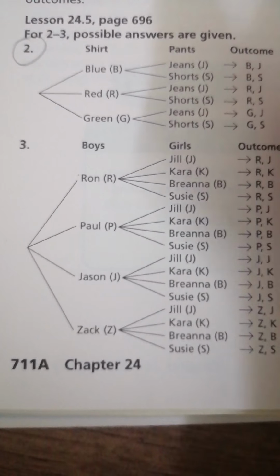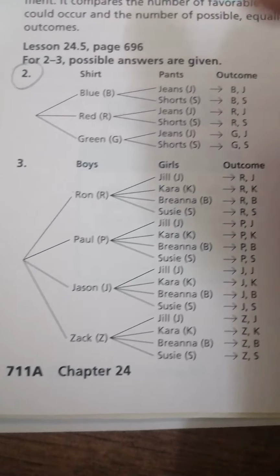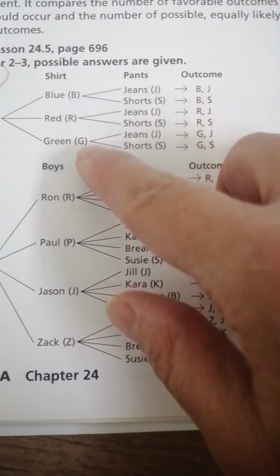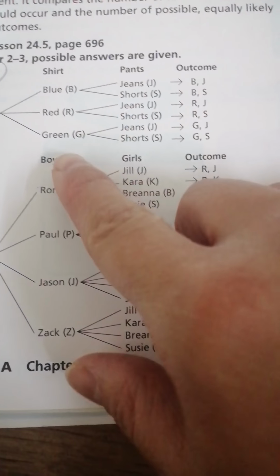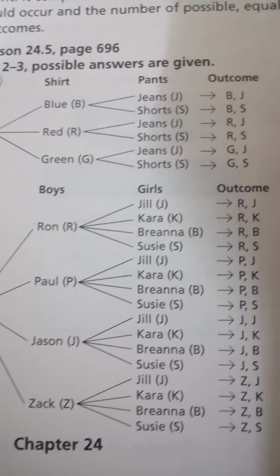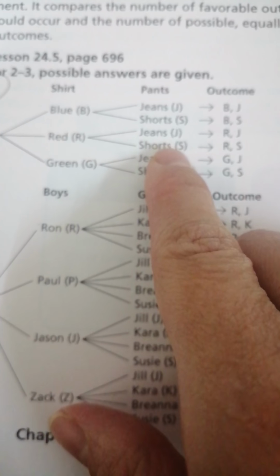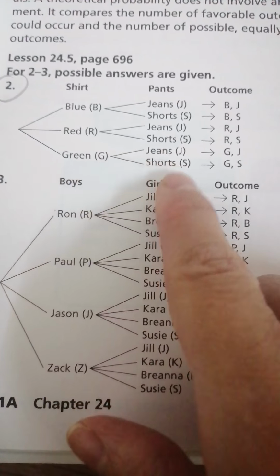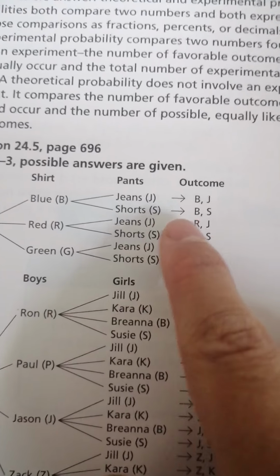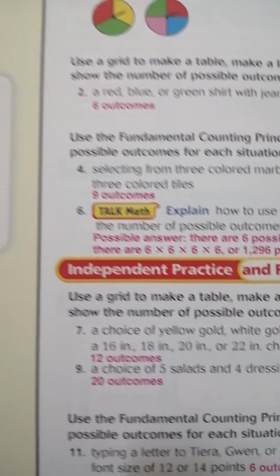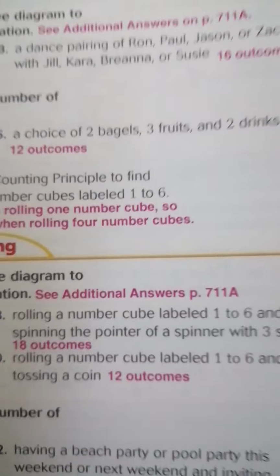Number two: blue, red, green, and jeans, shorts. Blue with jeans, blue with shorts. Red with jeans, red with shorts. Green with jeans, green with shorts. Then how many outcomes here? 1, 2, 3, 4, 5, six. Six outcomes.